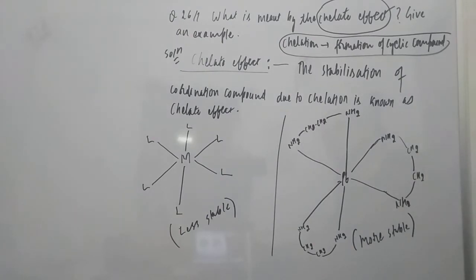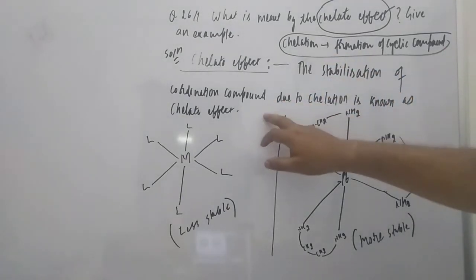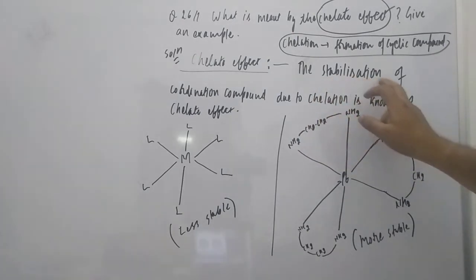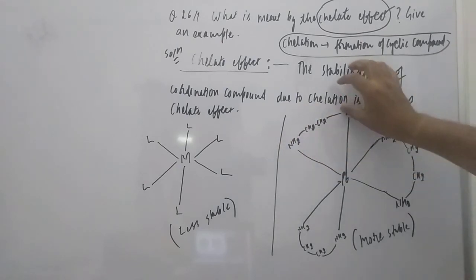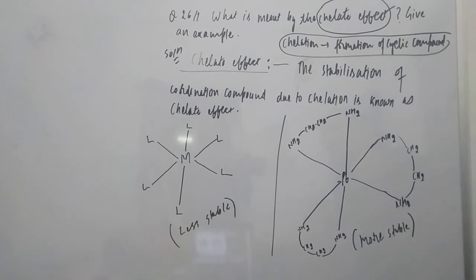So what is meant by the chelate effect? The chelate effect is the stabilization of coordination compound due to chelation. Chelation means formation of cyclic compound, and this is known as the chelate effect. Now student, you have to understand here.